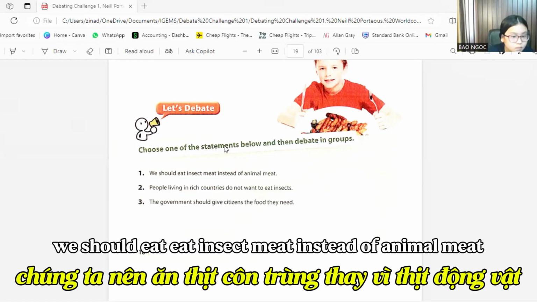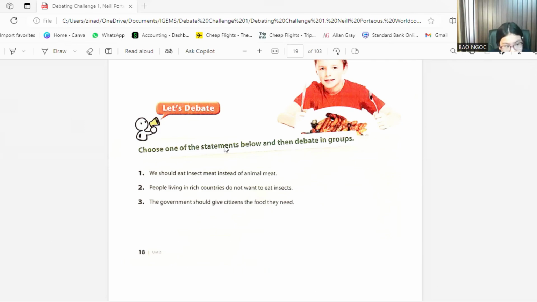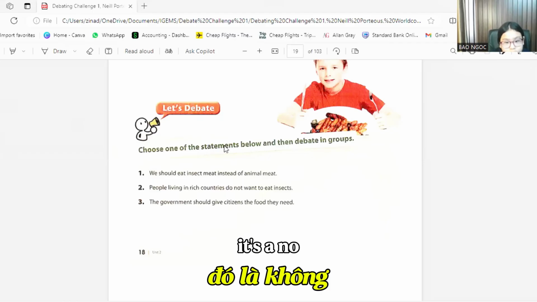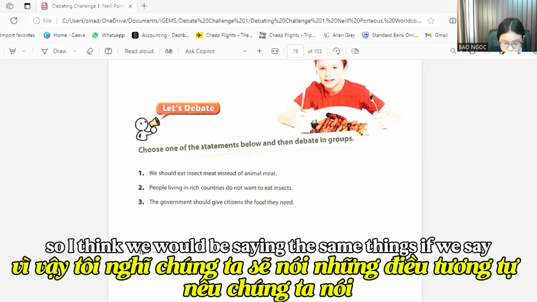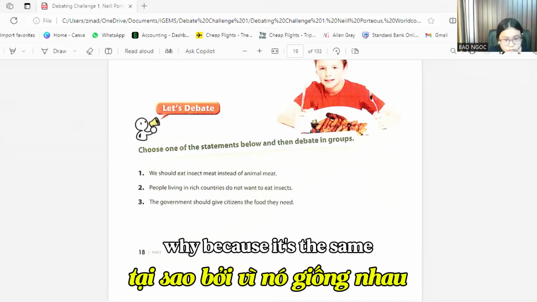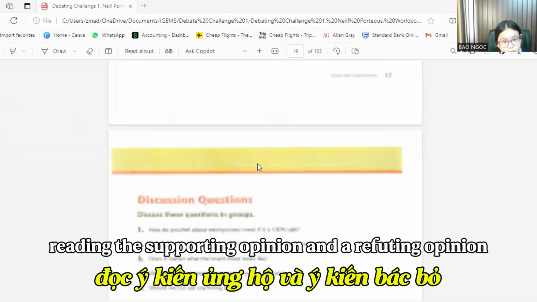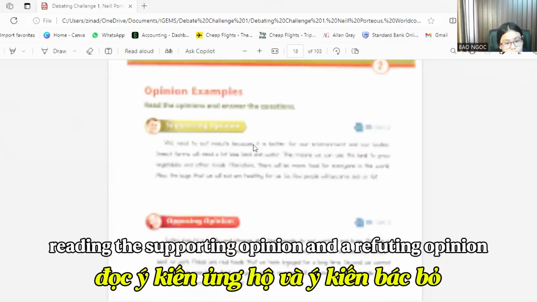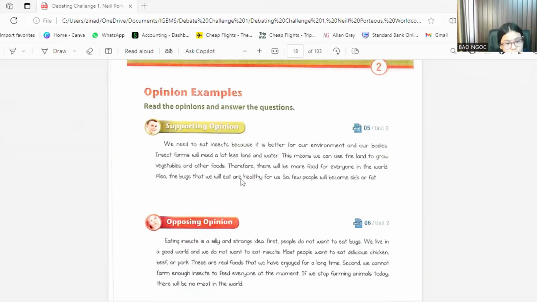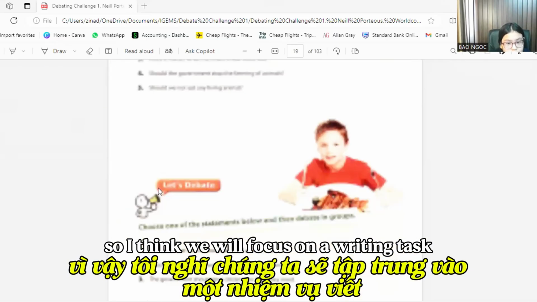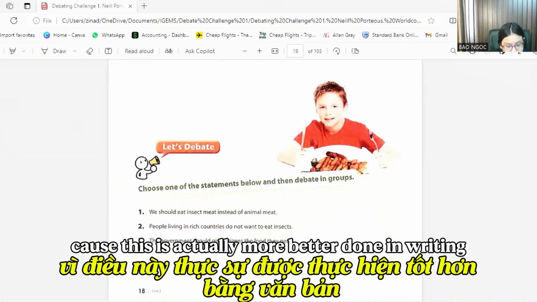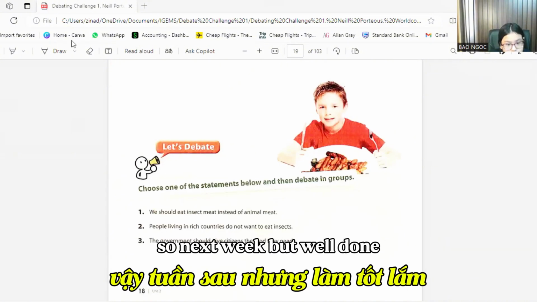One, we should eat insect meat instead of animal meat. It's a no. You disagree? Yeah. Okay, so I think we would be saying the same things if we say why, because it's the same as reading the supporting opinion and the refuting opinion. So I think we will focus on a writing task because this is actually better done in writing. So next week, but well done.